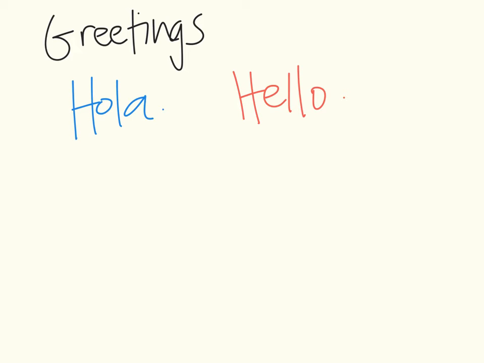One thing that I would like to point out is with this H right here at the beginning of hola, whenever you see an H at the beginning of a Spanish word, it is actually going to be silent. So you can just imagine a little X through it. Pretty much every single time that an H is at the beginning of a Spanish word.